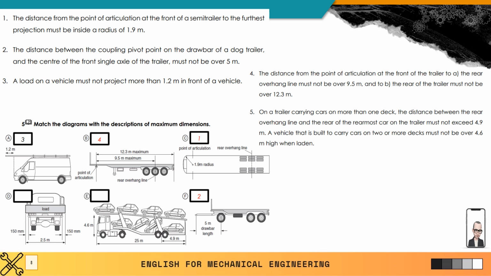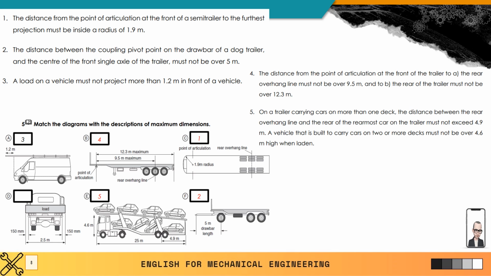Number 5, on a trailer carrying cars on more than one deck, the distance between the rear overhang line and the rear of the rearmost car on the trailer must not exceed 4.9 meters. A vehicle that is built to carry cars on 2 or more decks must not be over 4.6 meters when loaded. Right, so over here, this will be E right here.